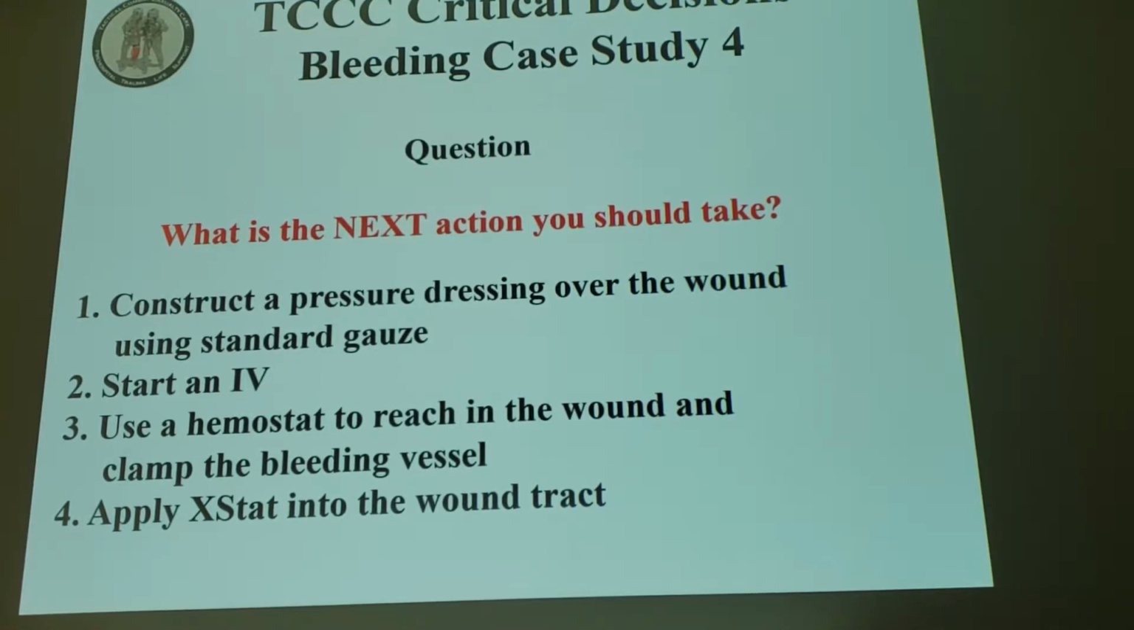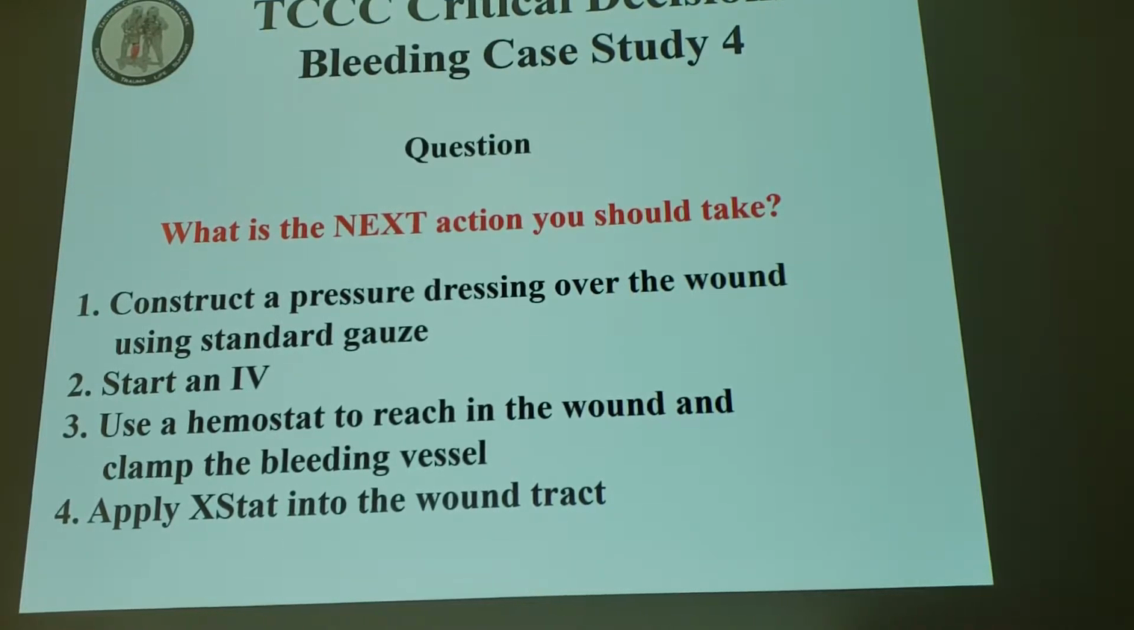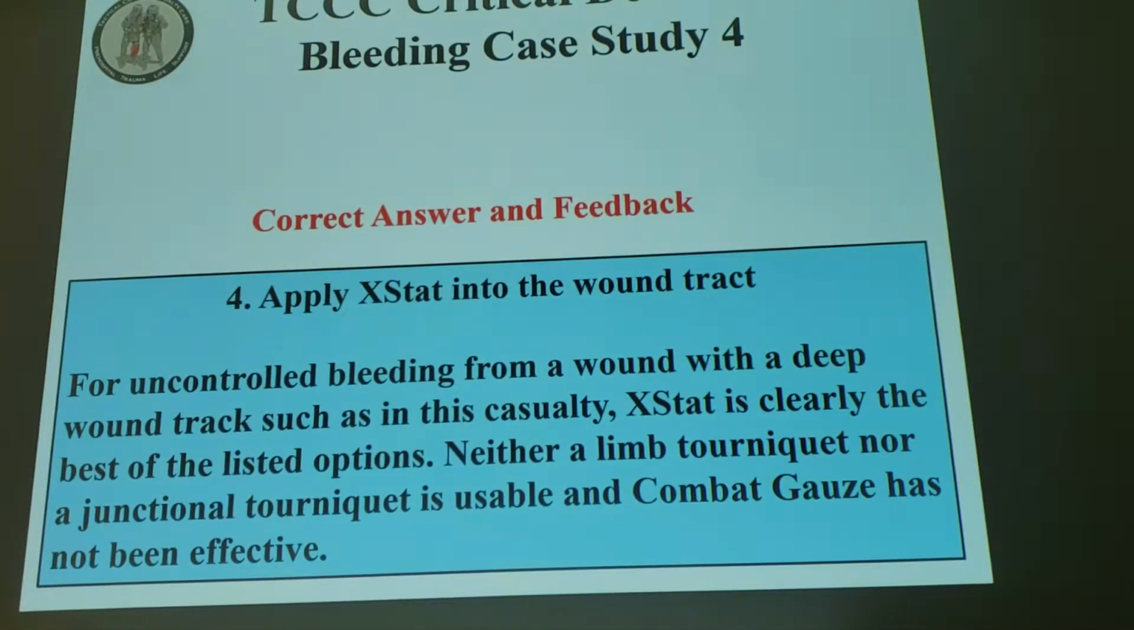No IVs, no ketamine? No? Okay. No pressure dressings over the wound? 3 or 4? Okay, cool. 3 or 4. We'll see, we got a 50-50 chance. 4, apply the X-stat into the wound tract.